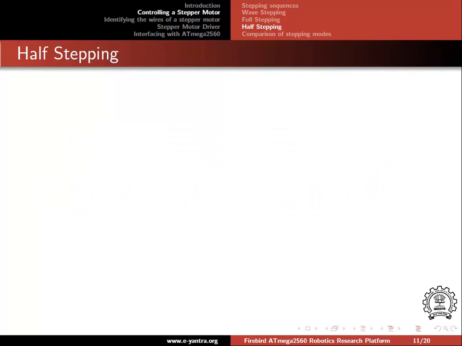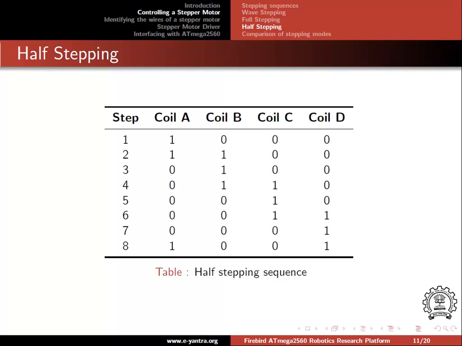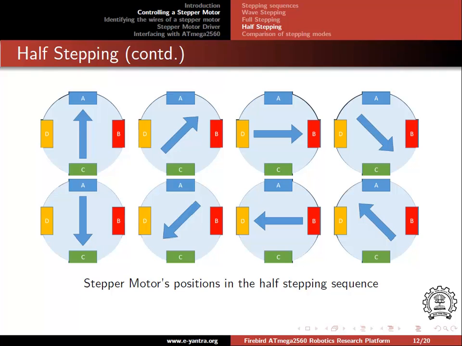Half stepping. This stepping mode is a combination of wave and full stepping. Now, if you look closely, half stepping uses full stepping between the step positions of wave stepping. Let's see what happens inside the motor during the sequence. As you can see, there are 8 positions corresponding to the 8 steps shown in the previous table. It is called half stepping because it effectively halves the step angle and offers more resolution.